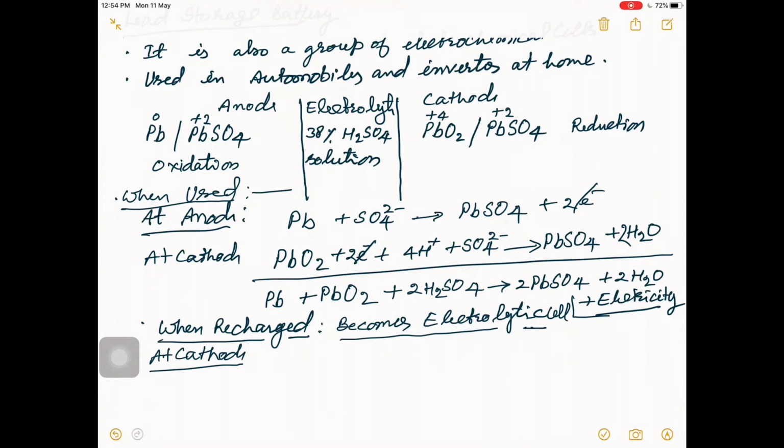So PbSO4 will gain electrons to reduce. Here there will be reduction. Reduction will take place, changing into Pb and sulfate ion. There is reduction: lead in PbSO4, in the +2 oxidation state, changes into the 0 oxidation state. This is reduction.